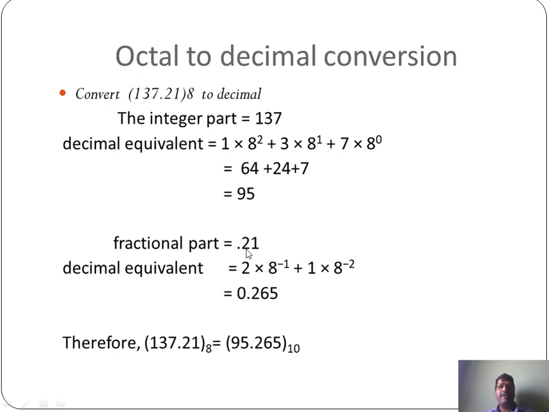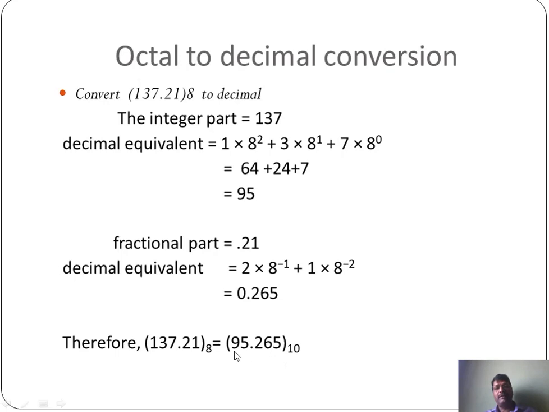Now for fractional part, that is 0.21, positional weight is now here. For 2 it is 8 raised to minus 1 and 1 is 8 raised to minus 2. So multiply corresponding digits to corresponding weight. So 2 into 8 raised to minus 1 plus 1 into 8 raised to minus 2. So after calculating we will get 0.265.